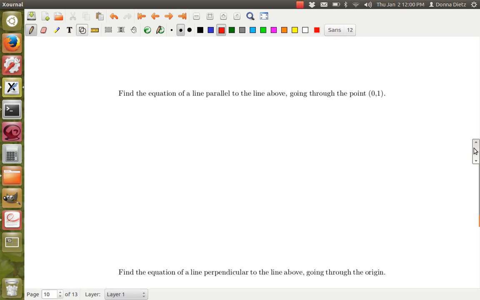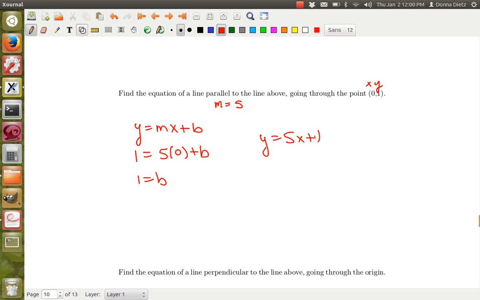Okay. Now we're going to do the same thing or something different. Oh, okay. Find the line parallel to the above. Aha. So we now have a similar question. Y equals mx plus b. Y is equal to mx plus b. Here you go. Y equals mx plus b.